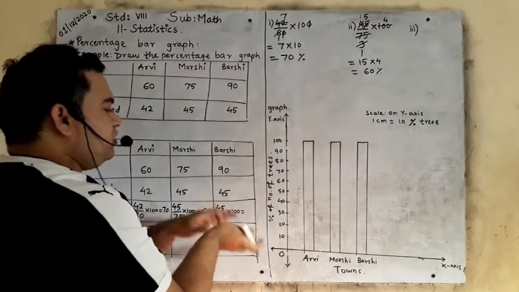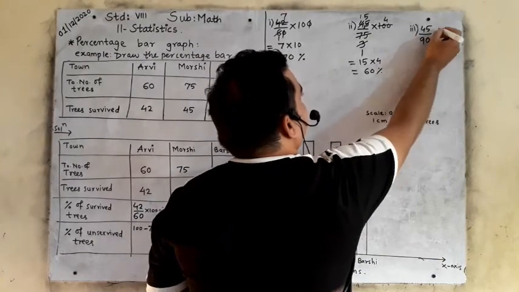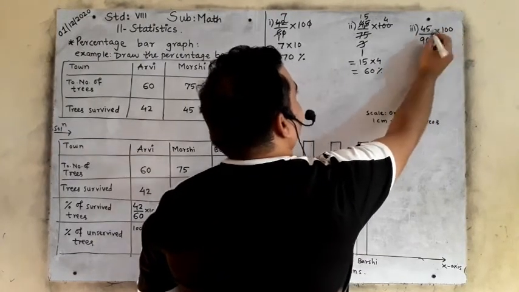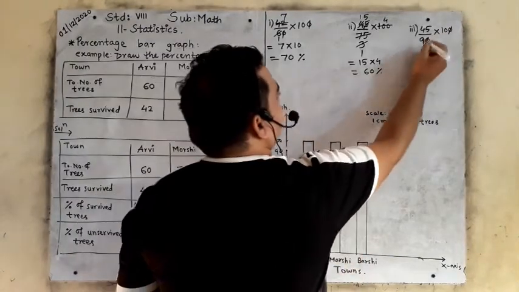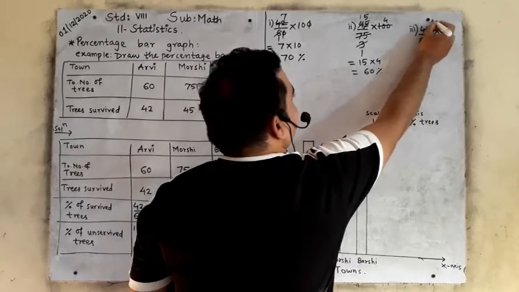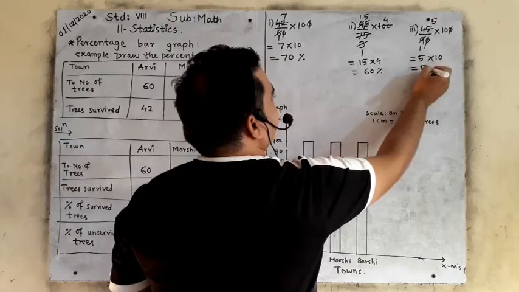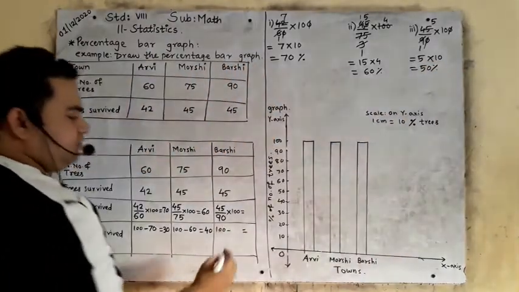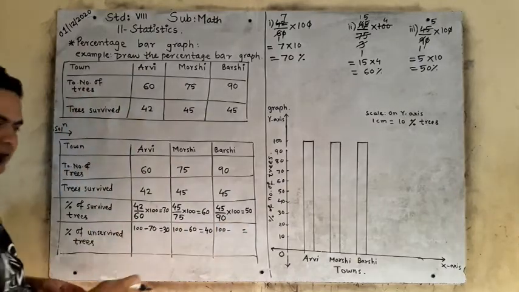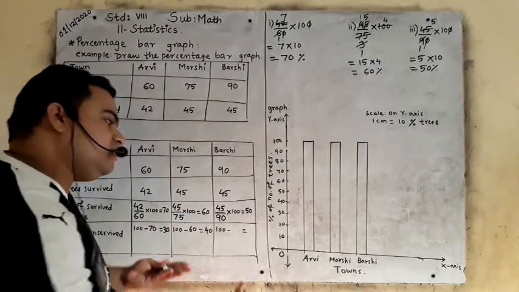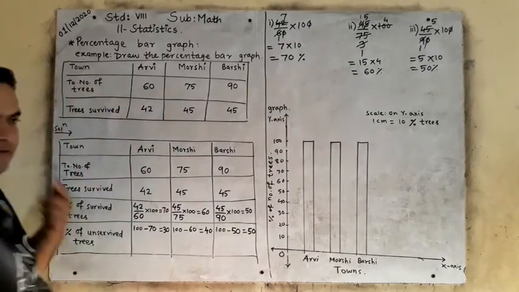Bigger number down, smaller number up. For the percentage bar graph, see, it is 45 upon 90 multiplied by 100. As per my understanding, I will cut the 0 0 first. Then 9 ones are 9, 9 5s are 45. So what remains? 5 multiplied by 10. It is 50%. So I will write 50 here. So 50% trees are surviving. It means how many trees are unsurviving? 50% only. 100 minus 50, 50.